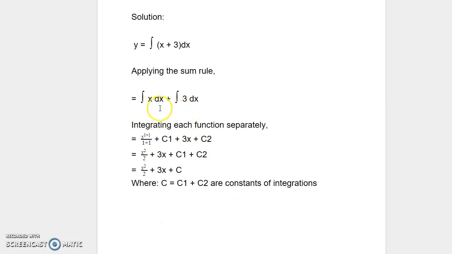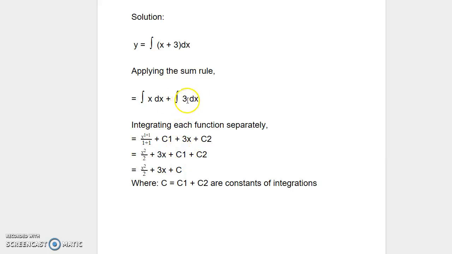Once we have it in this form, we can use the power rule to integrate the first part of this problem, and we can use the constant rule to integrate the second part. When we use the power rule, integral x dx, since x means x to the power of 1, the ones are implied. When we integrate that, it is going to be x to the power of 1 plus 1, the whole thing divided by 1 plus 1, plus c1, which is a constant with respect to this integral, plus integral 3 dx.